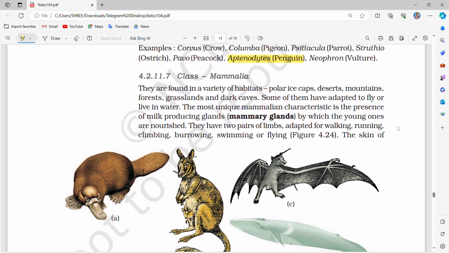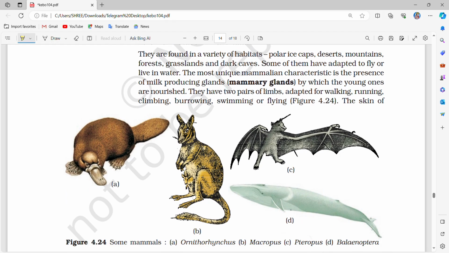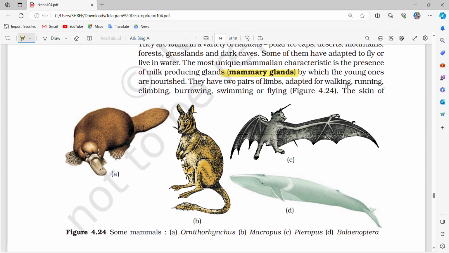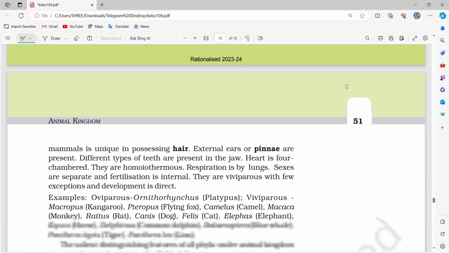4.2.11.7 Class Mammalia. They are found in a variety of habitats: polar ice caps, deserts, mountains, forests, grasslands and dark caves. Some of them have adapted to fly or live in water. The most unique mammalian characteristic is the presence of milk-producing glands, mammary glands, by which the young ones are nourished. They have 2 pairs of limbs, adapted for walking, running, climbing, burrowing, swimming or flying, Figure 4.24. The skin of mammals is unique in possessing hair.